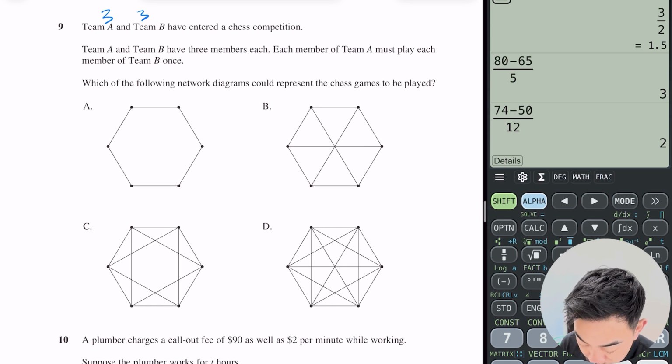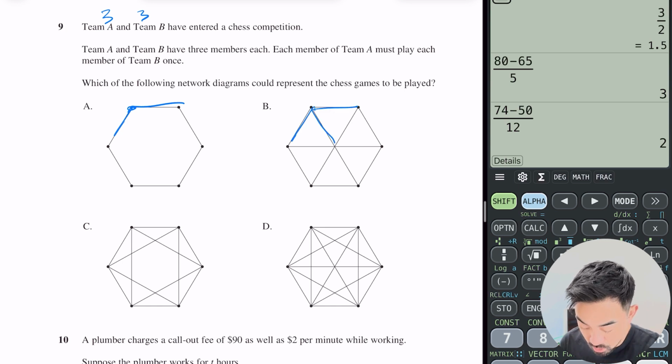So it can't be this one, right? Because it's got to have at least a degree 3. Could be this one, 1, 2, 3. Yeah, it looks like this one. This one, degree 1, 2, 3, 4. So it's playing 4 games. And obviously it can't be that one.